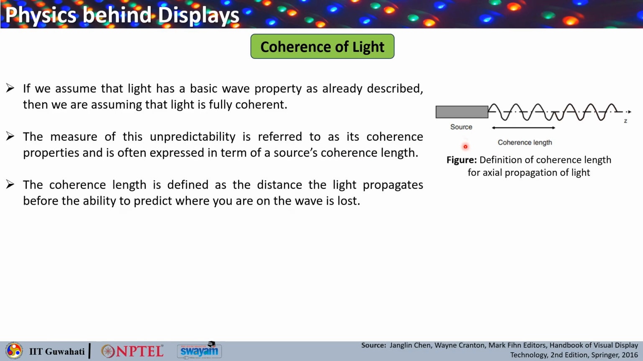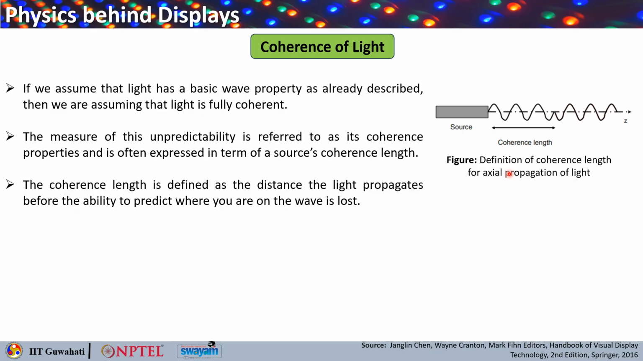So, the figure shows the source, and this is how it is predictable till here. So, this is the coherence length. Coherence length is defined as the distance the light propagates before the ability to predict where you are on the wave is lost. So, you can predict the wave till here. This is the coherence length.